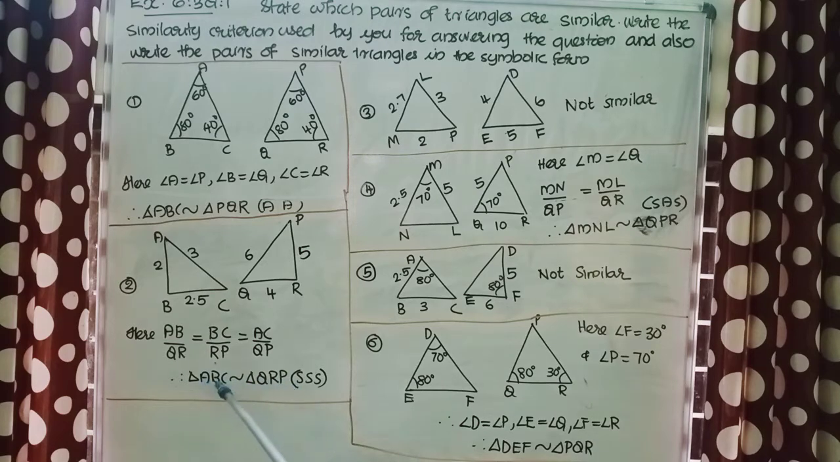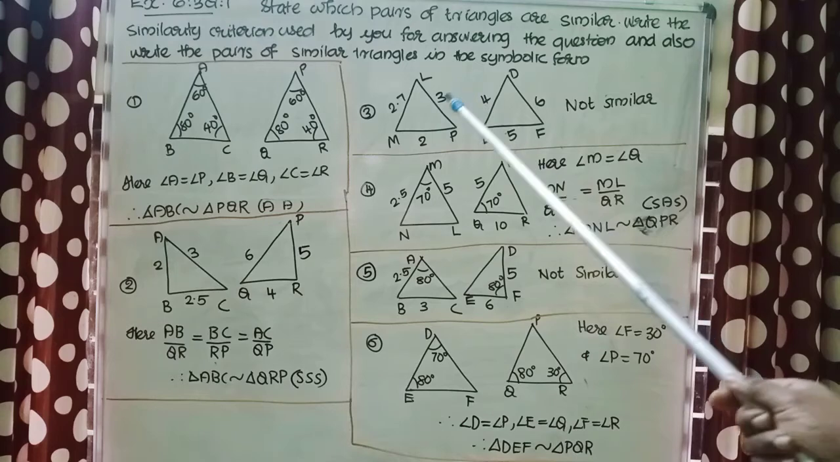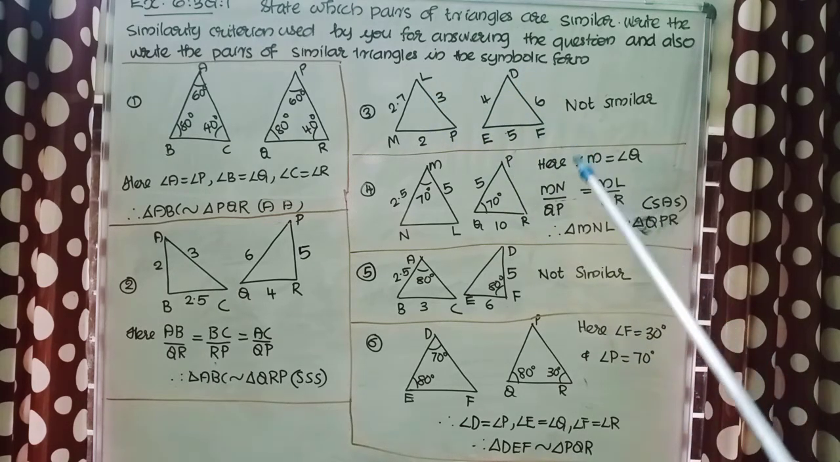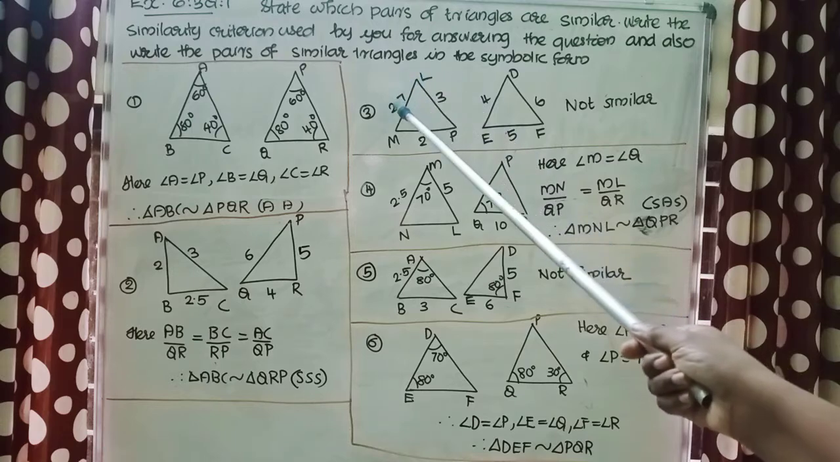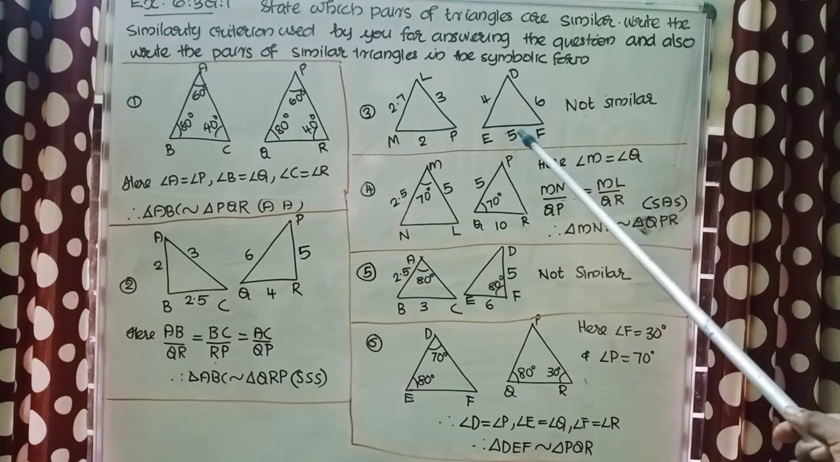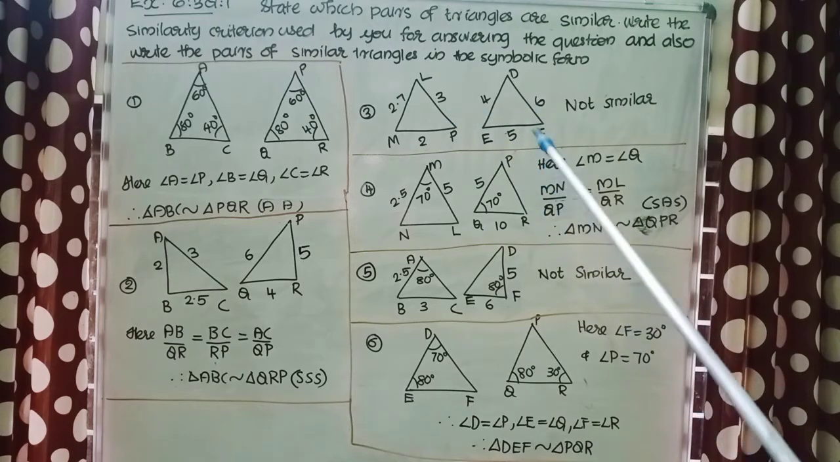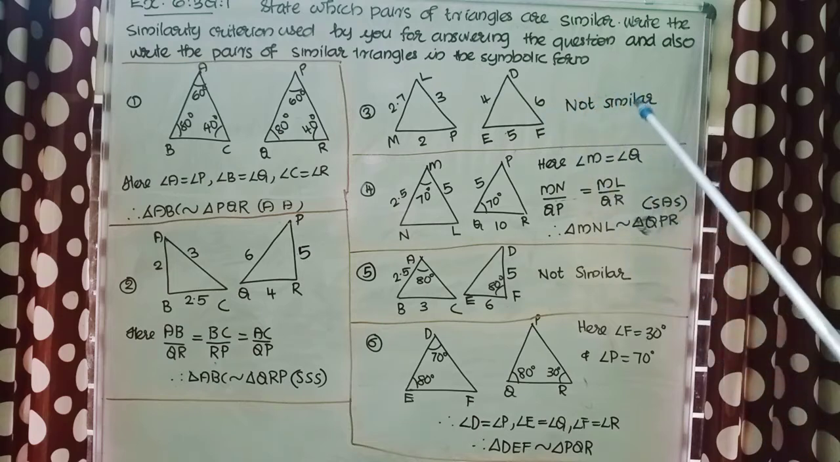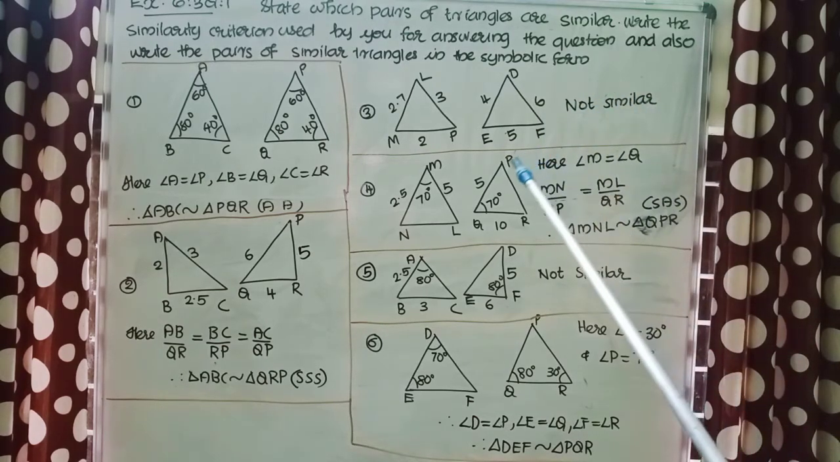You can see AB we have kept in the first two positions. Here QR also we kept in the first two positions. Third question, triangle LMP and triangle DEF. You can see the measurements here 2.7, 3 and 2. Here 4, 6 and 5. By looking at the question we can understand the ratio is not the same there. So we can conclude they are not similar.